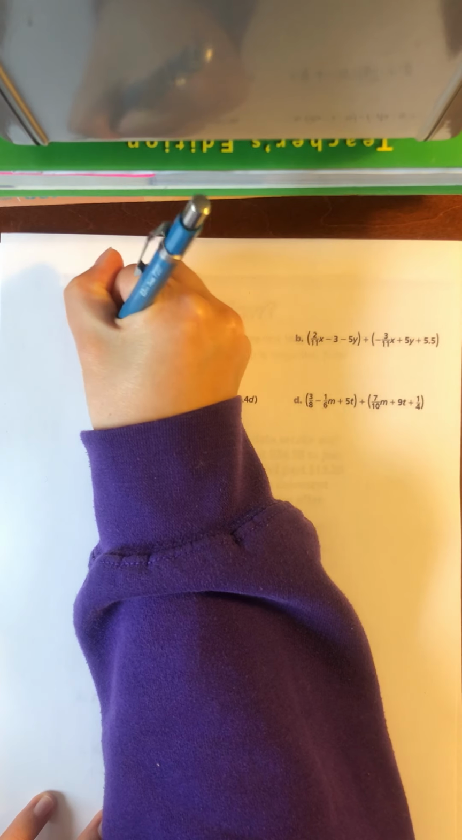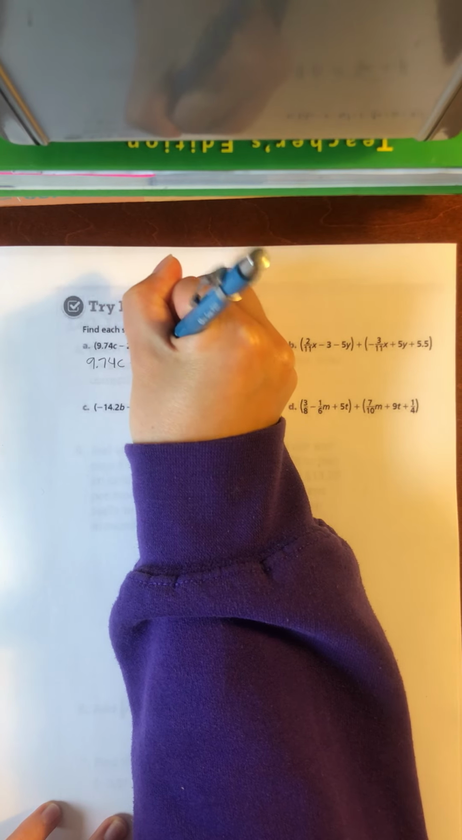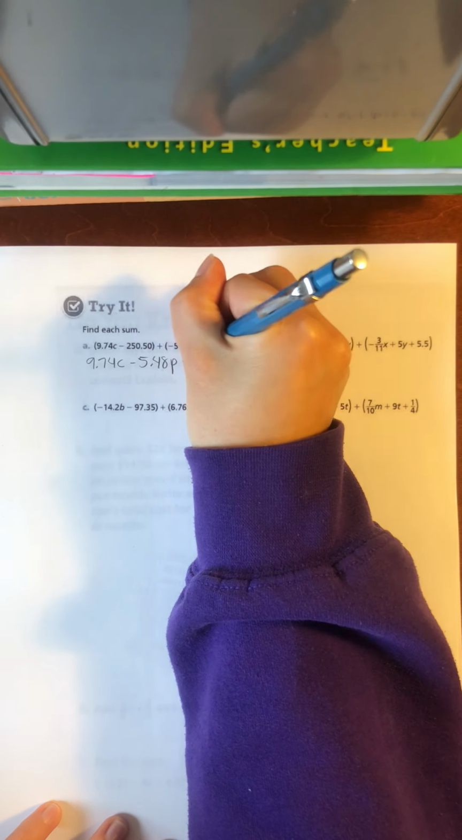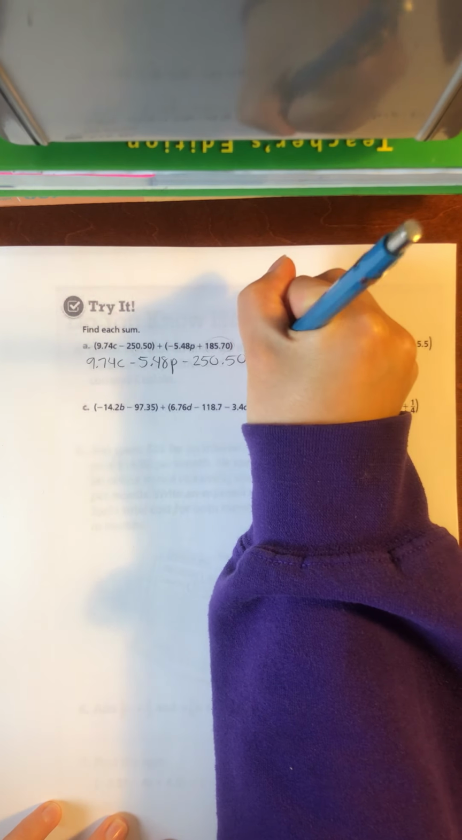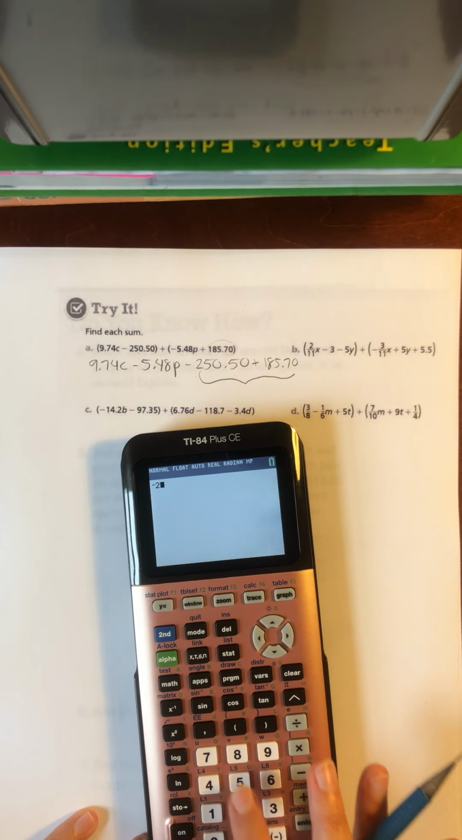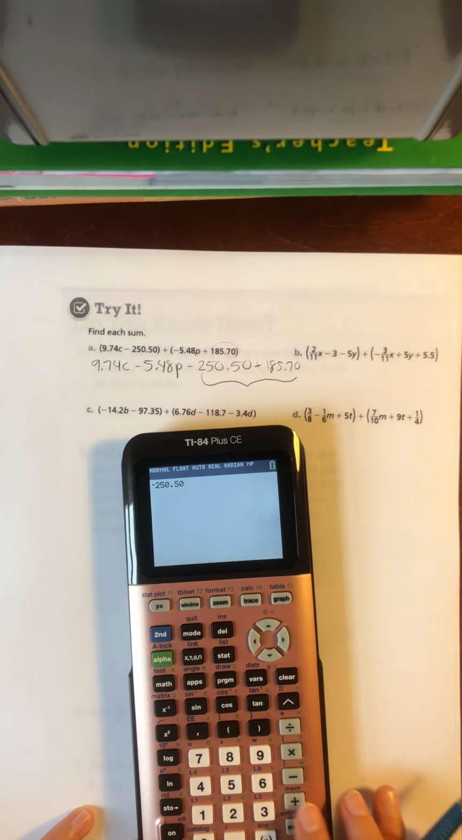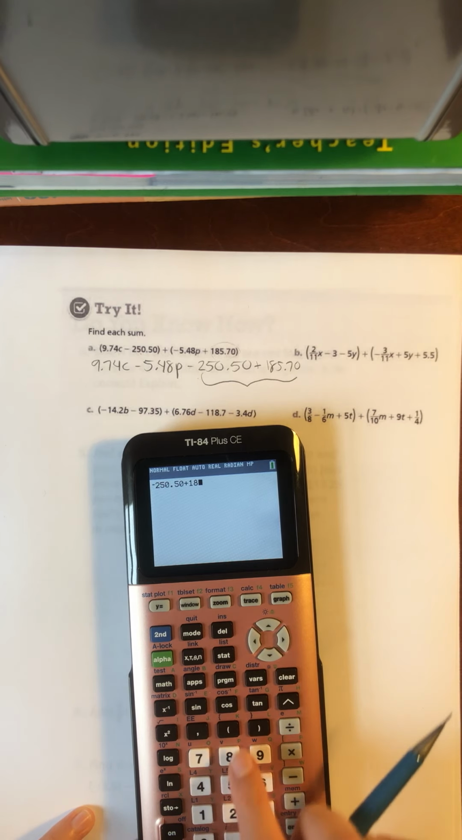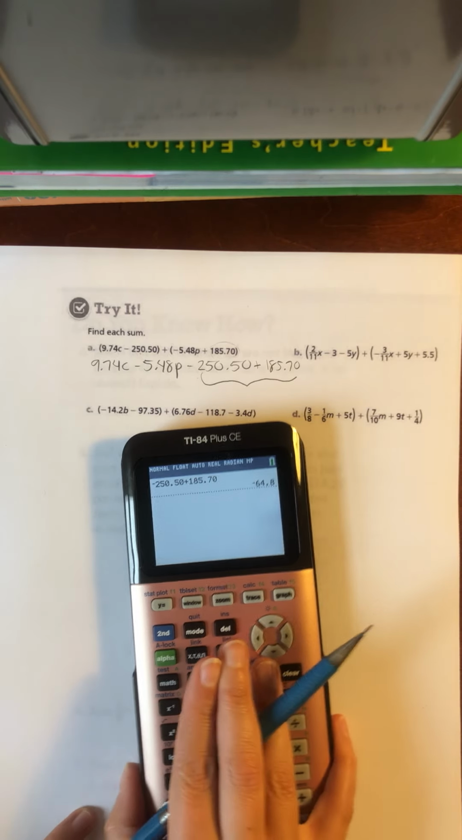Okay, so we have 9.74c minus 5.48p, and then we have negative 250.50, and then we have positive 185.70. These are the like terms that we can combine. So negative 250.50, make sure you're using the negative button in your calculator and not the minus button, even though they're the same thing, but it doesn't work if you use the minus button, plus 185.70, and you get negative 64.8.